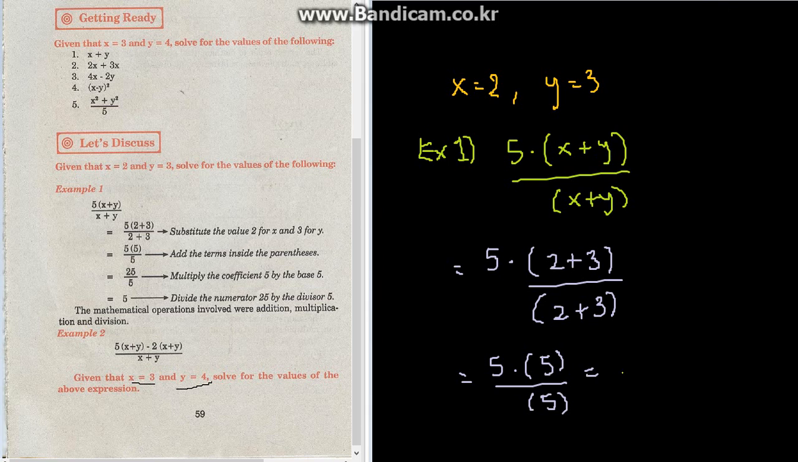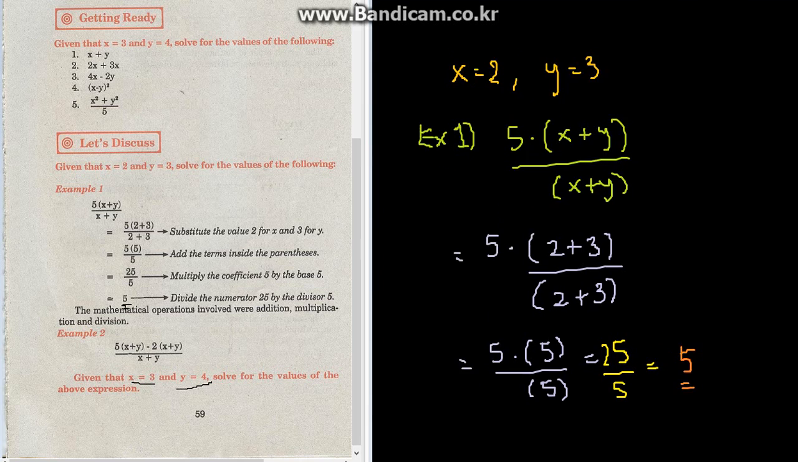We get 5 times 5 is 25 divided by 5, and if we divide 25 by 5, then we get 5, which is the answer, as seen here, 5. Okay, let's try example number 2.